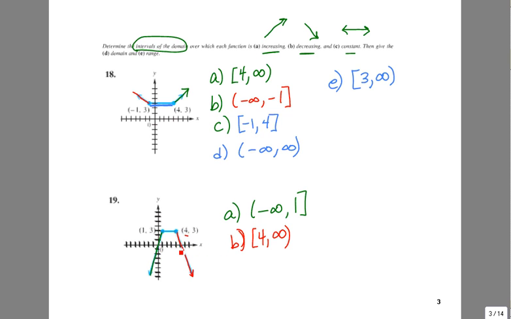Okay, remember I'm talking about the x values. The x values are to the right of 4. Now the y values are certainly getting smaller. They're going to negative infinity, but I'm answering for the x. Where is it constant? It's constant here. That is between the x values of 1 and 4.